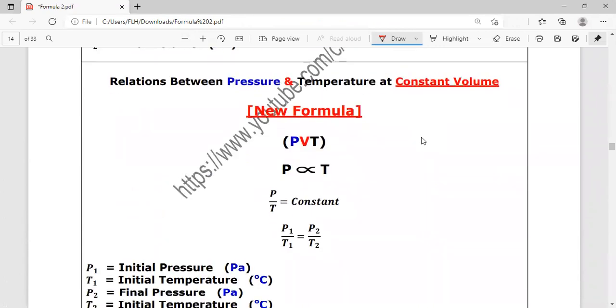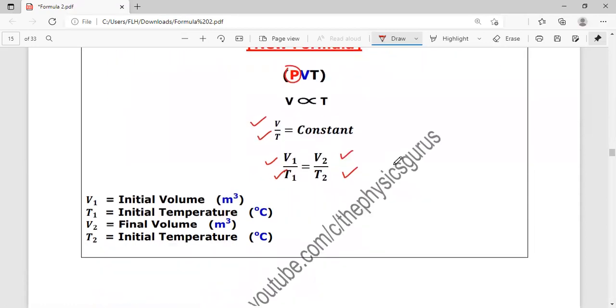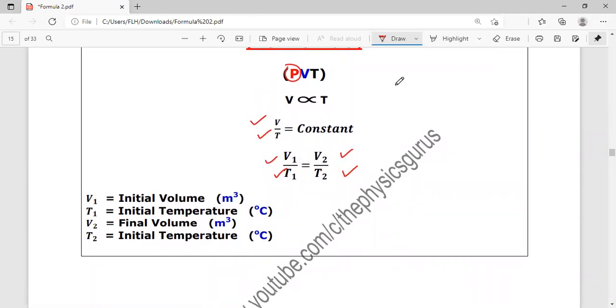Then at constant volume, pressure and temperature are directly proportional. Therefore, pressure over T is equal to constant. That is P1 over T1 is equal to P2 over T2. Then at constant pressure, what will be the relation between volume and temperature? These are directly proportional to each other. That is V over T is equal to constant, V1 over T1 is equal to V2 over T2, where V1 represents initial volume, V2 final volume, T1 initial temperature and T2 final temperature.